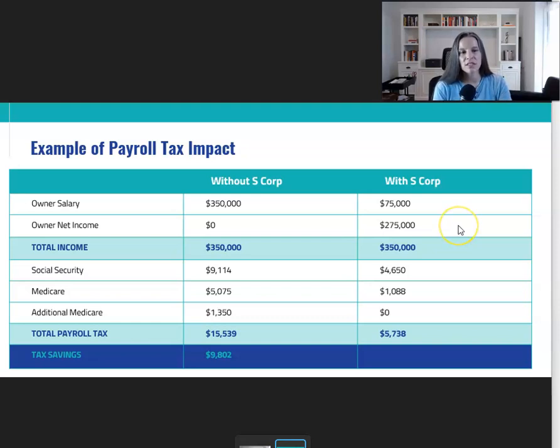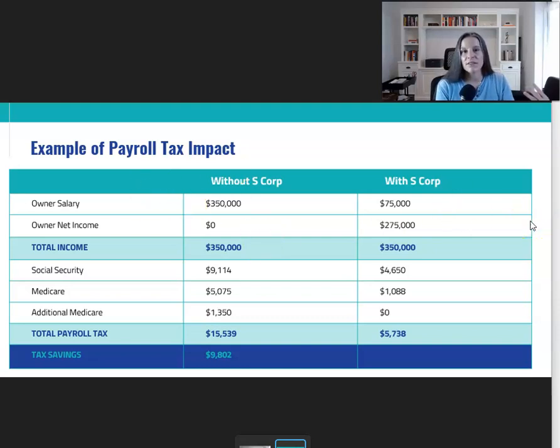So that's $275,000 when we take out our $75,000 salary. So that $275,000 is just considered net income of the S Corporation. It's considered just net business income after you take into account the owner's salary. You can still take that money out. So you're able to still take out $350,000 from the business.